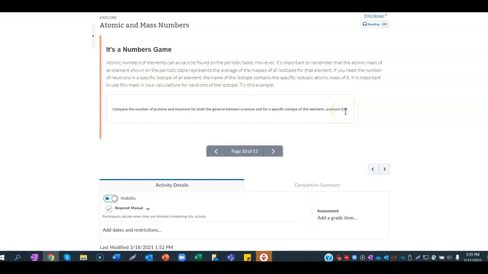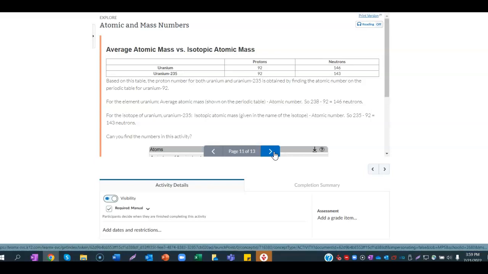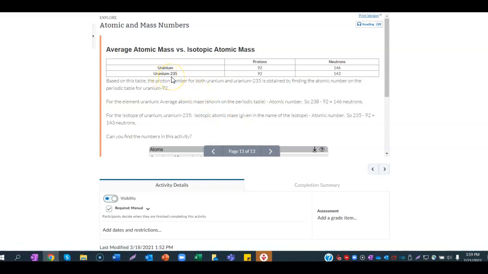And we did that a while ago on the chart. So we saw the number of protons for uranium, and that never changed, and then the neutrons did. So just an example of that again. If you look at it again, uranium and uranium-235 both have 92 protons, but uranium here says it's got 146 neutrons, whereas uranium-235 has 143.